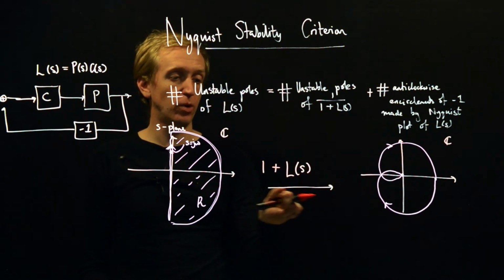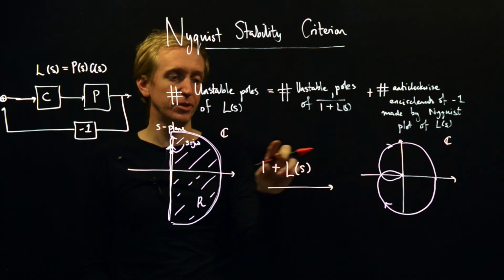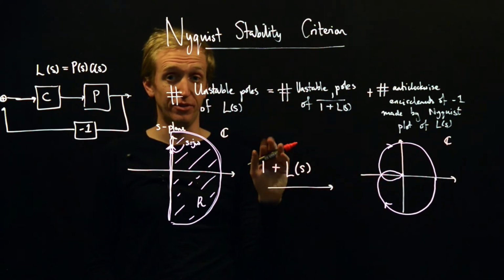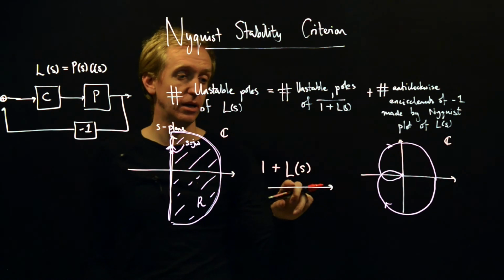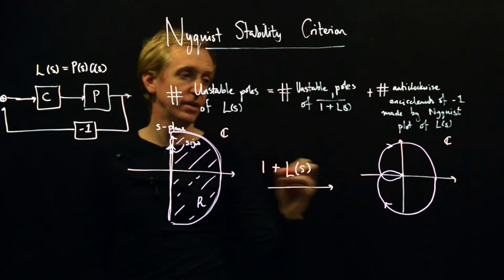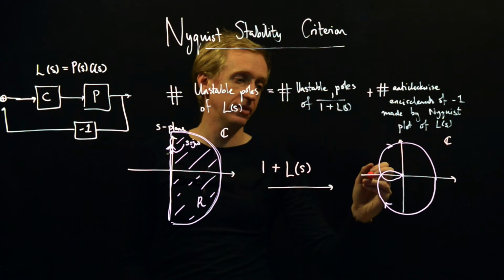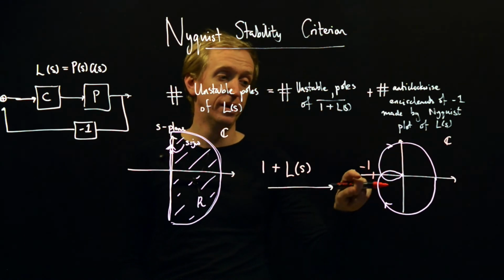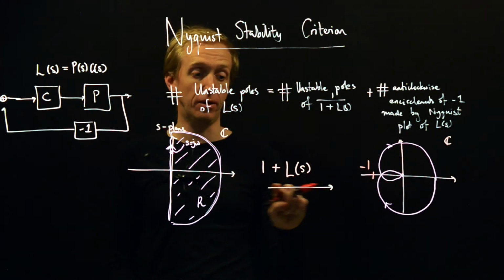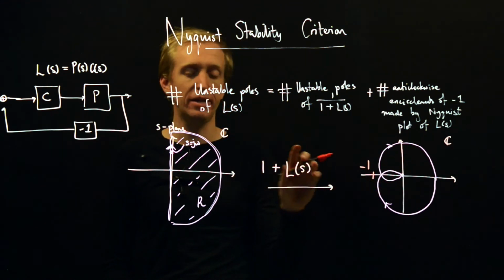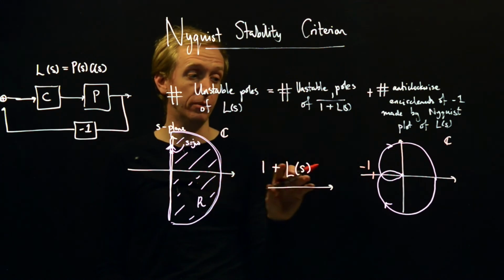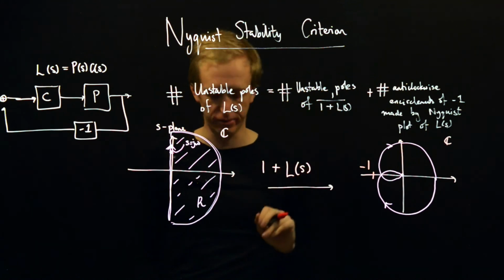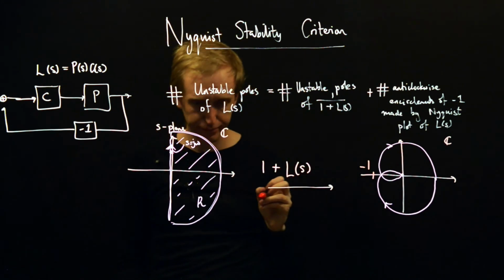If instead we look at 1 plus L of S, the encirclements of the origin of 1 plus L of S correspond to the encirclements of the minus 1 point of L of S. So this is the Nyquist plot of L of S. This is the minus 1 point. If I count encirclements of minus 1, that's like counting encirclements of the origin of 1 plus L of S. So now let's apply the argument principle, but to 1 plus L of S with this shift of encirclement counting.